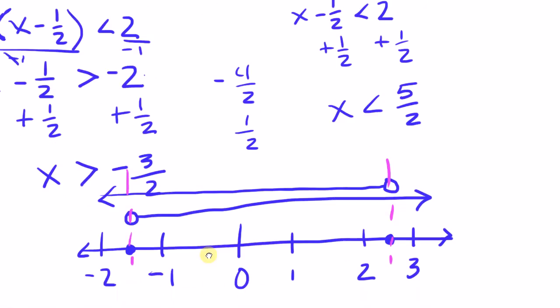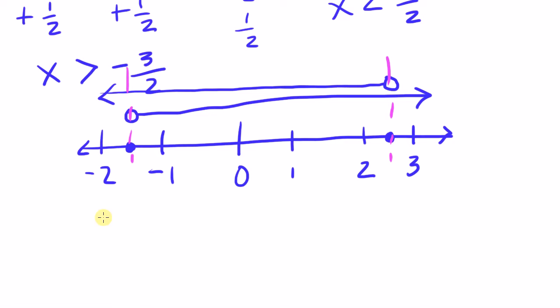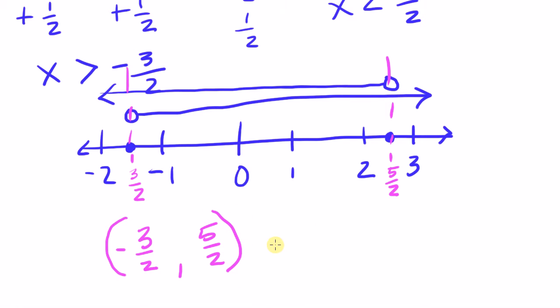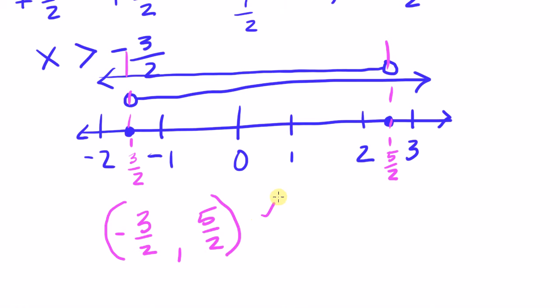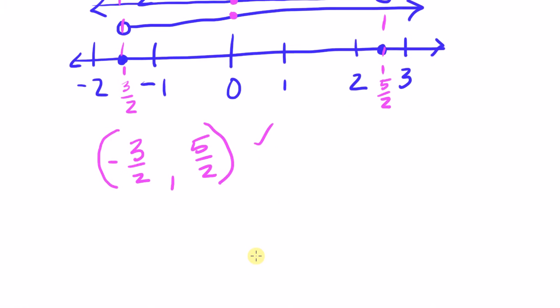So our solution set is going to be from, I forgot to mark these, didn't I? Okay, so from 3/2, from the negative, excluding, to 5/2, excluding. And we checked it because we said 0 was right here, so that looks good.